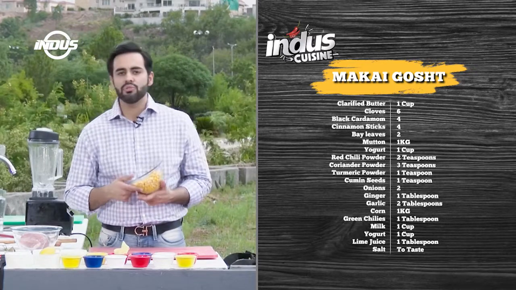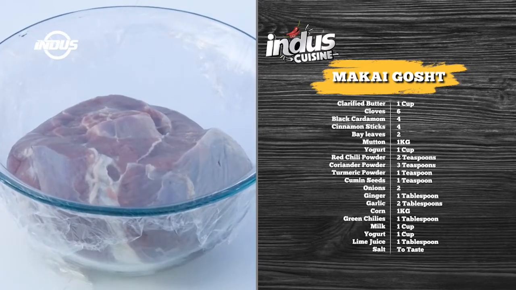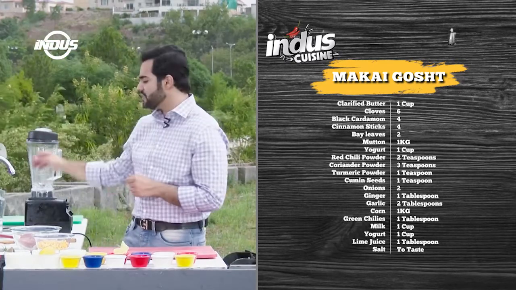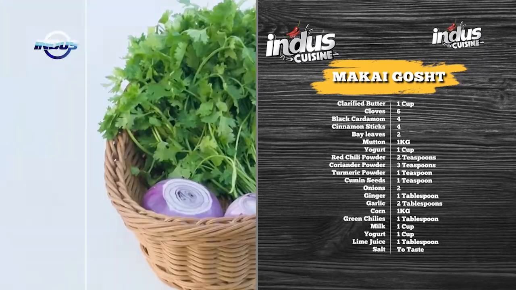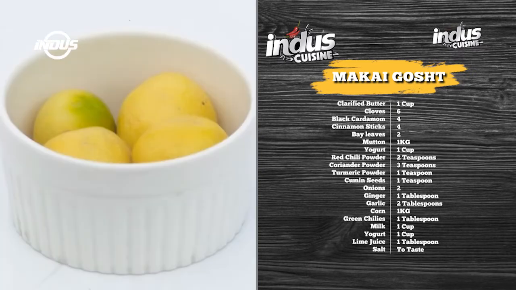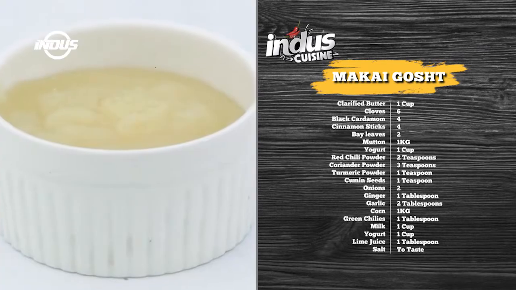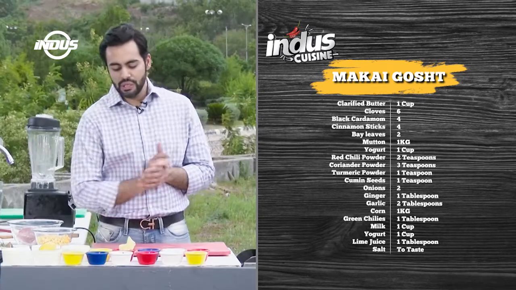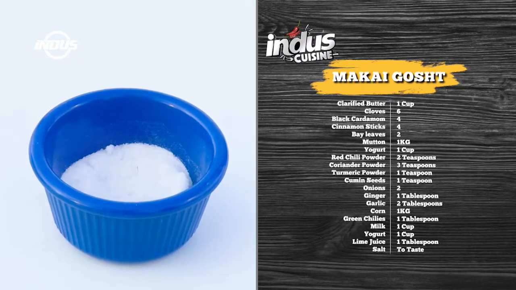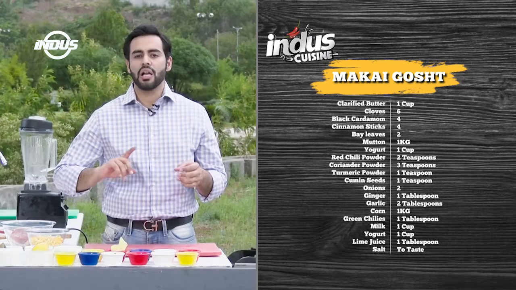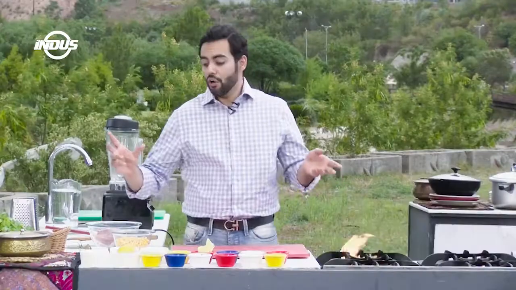We'll be using a kilogram of beef and 2 onions, which we shall fry brown and then convert into a paste. Then we'll be using some coriander, green chilies, a bay leaf, yogurt, milk, lemon juice, clarified butter, which is known as ghee in our language, and cumin seeds. We'll be using ginger, garlic, salt, red chili powder, turmeric powder, black cardamom, cinnamon sticks, cardamom powder, and cloves. There are a lot of ingredients for this recipe, but it is going to be delicious.